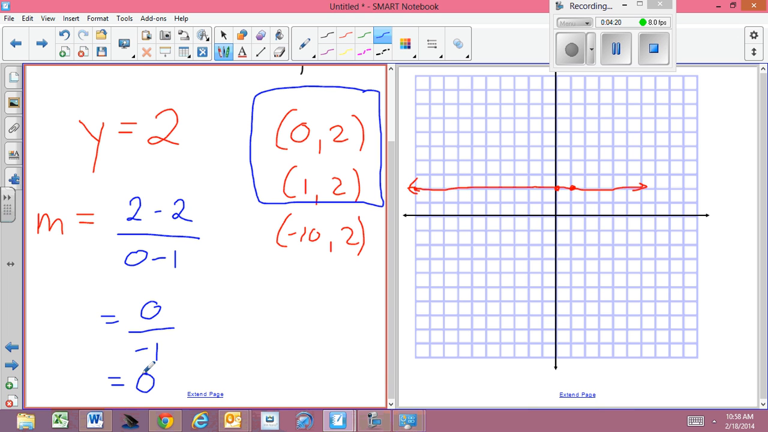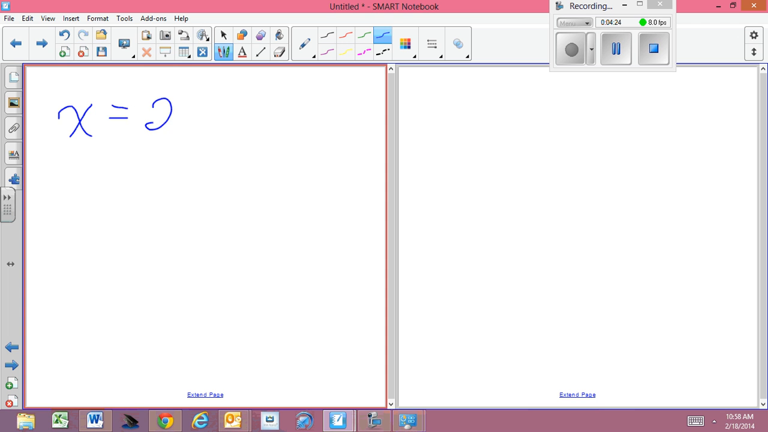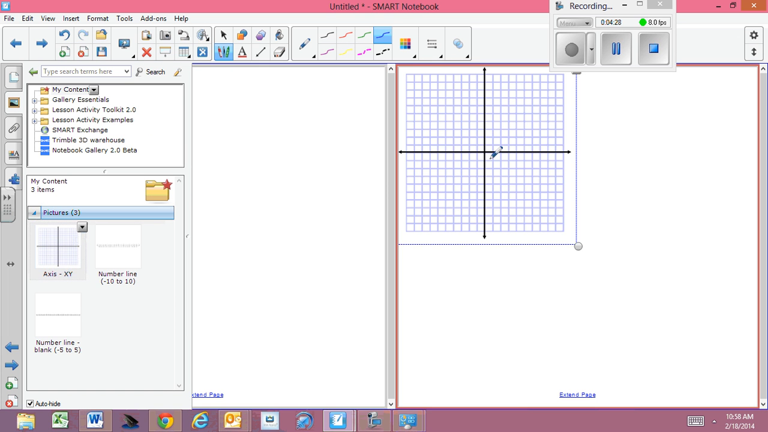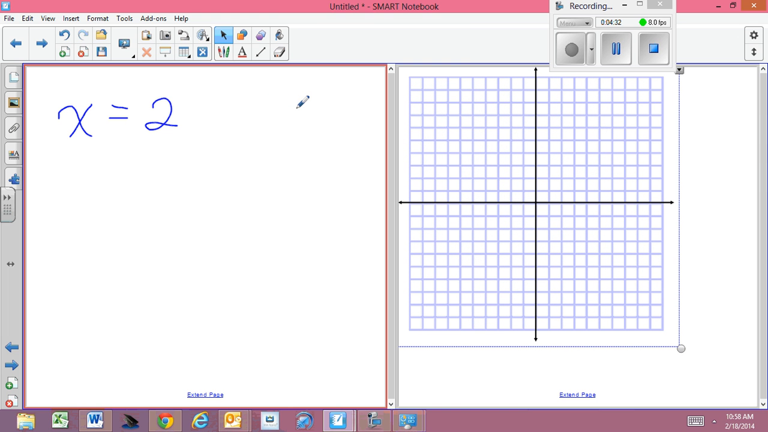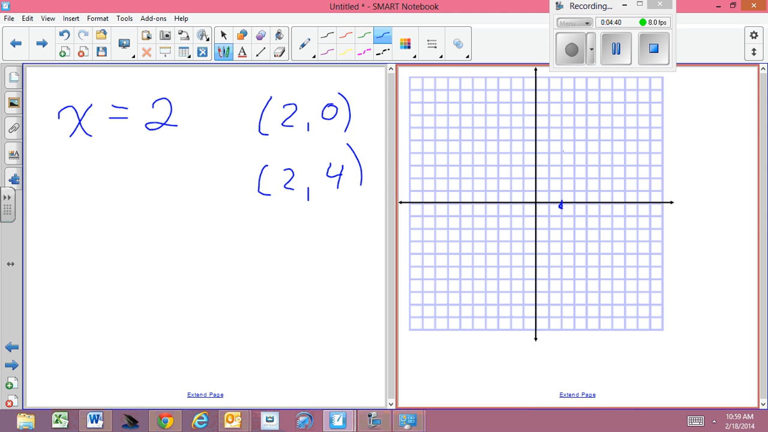Let me compare that to my other special case, where x equals a number. Maybe I'll have x equaling 2 this time. Same process I went through. I'm just going to let y be whatever I want. X has to be 2. It could be 2, 0. It could be 2, 4. It doesn't matter. So here's the point 2, 0. Here's the point 2, 4. Pretend that's a straight line. X equals 2 forms a vertical line.